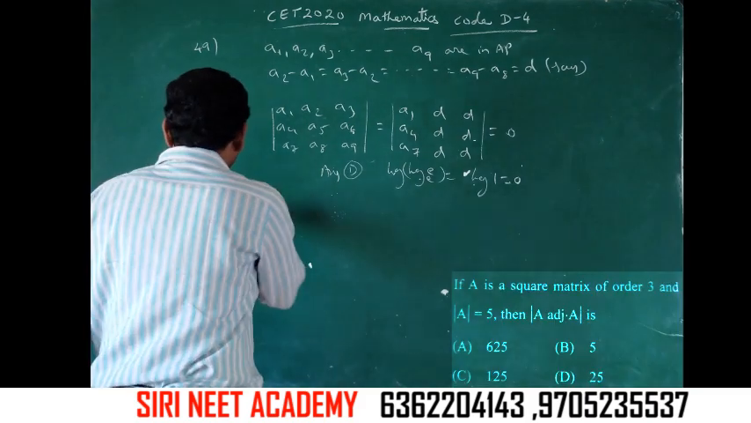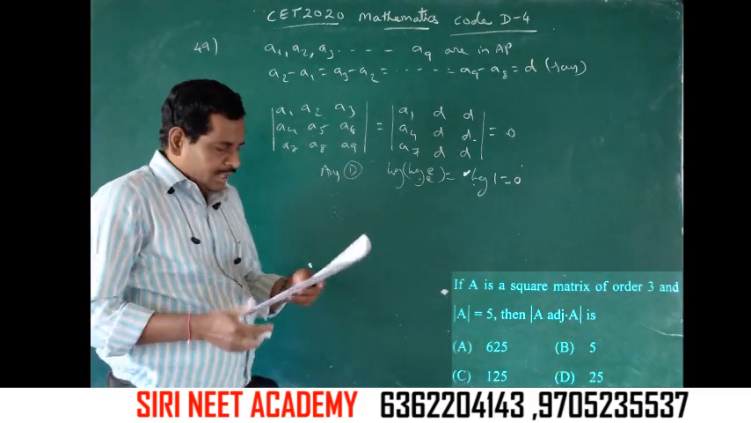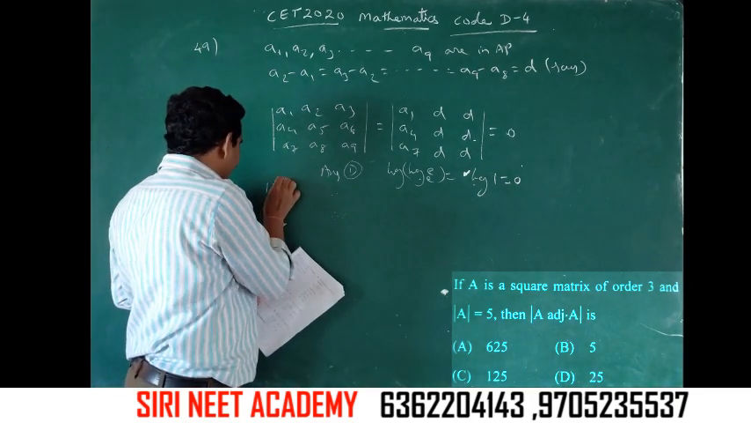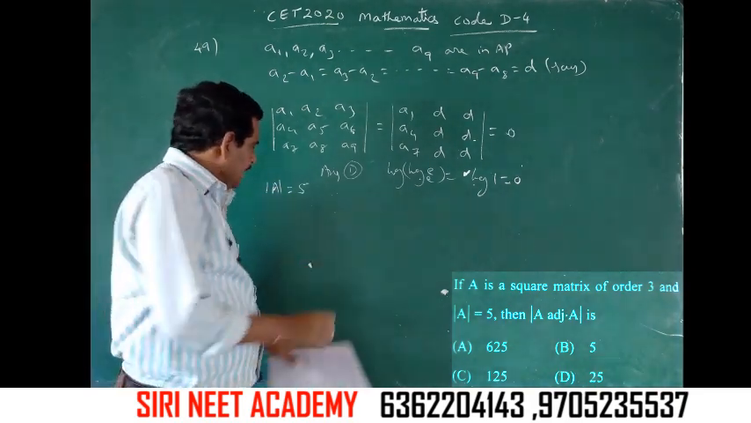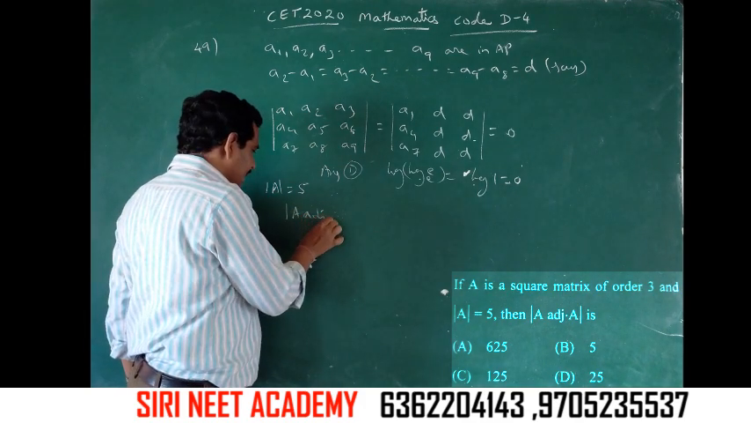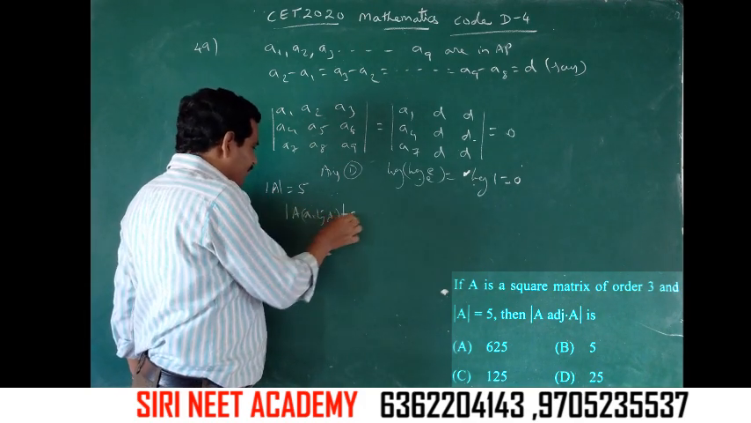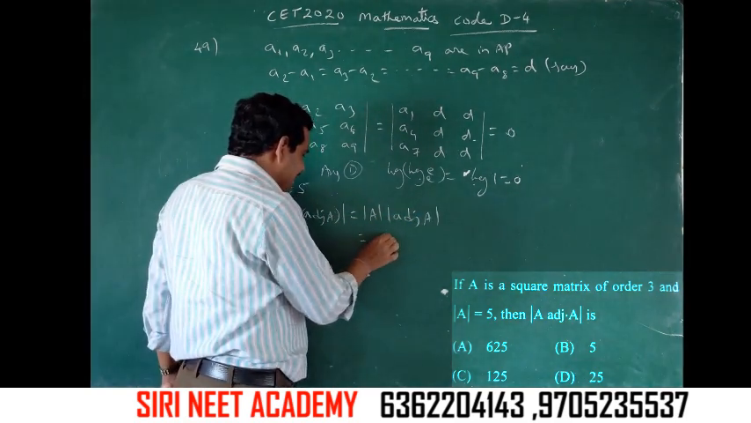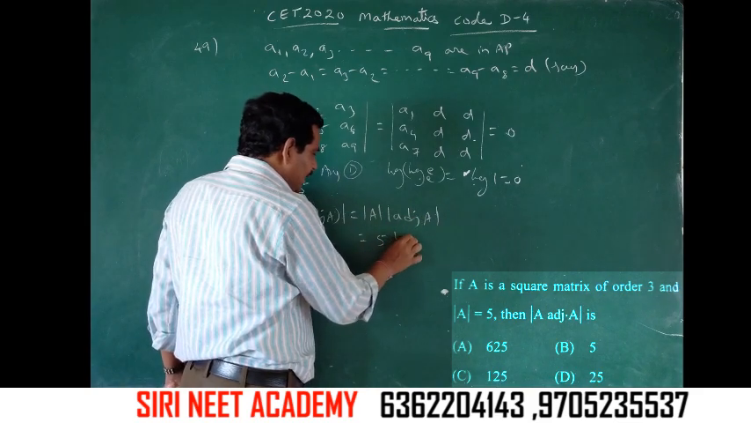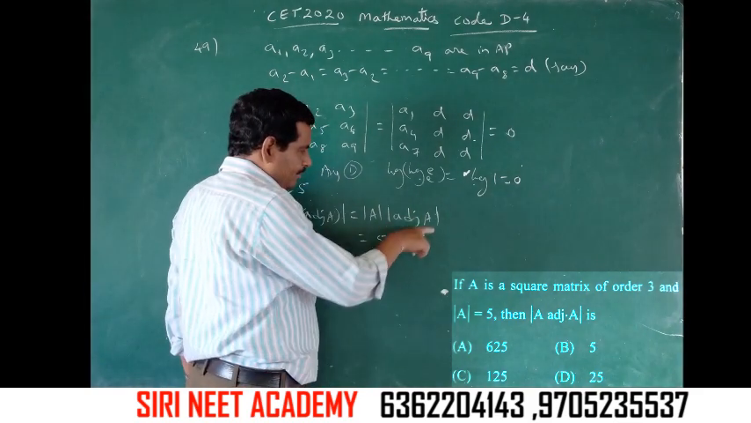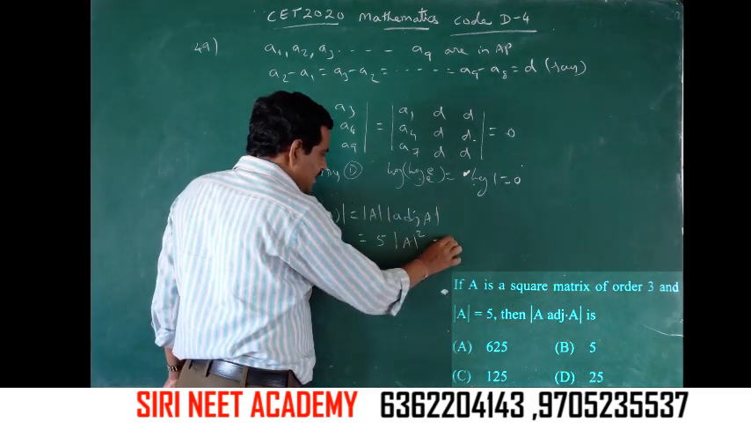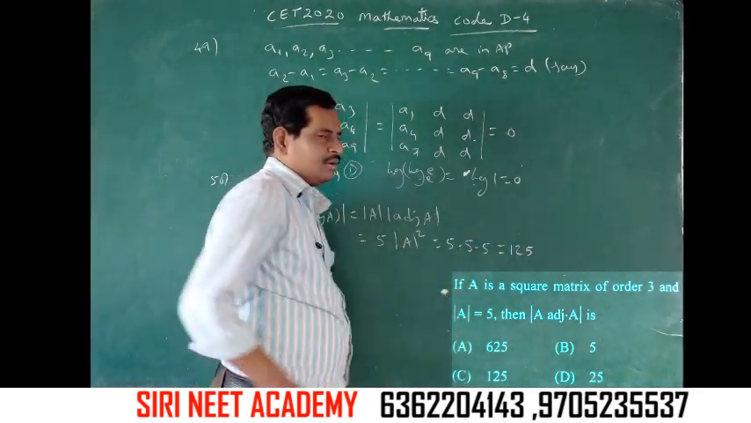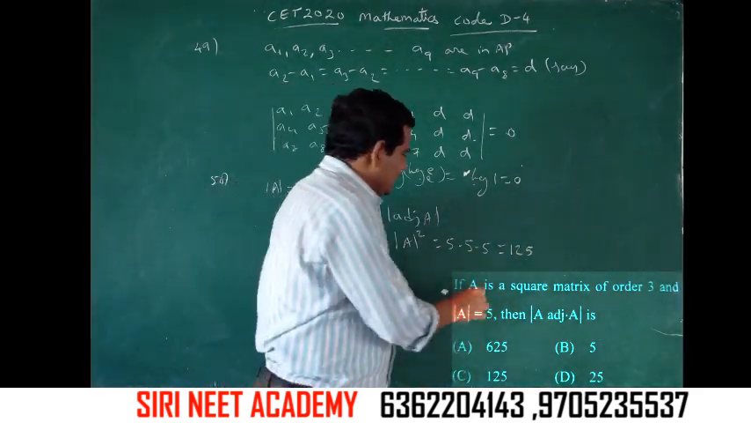Question number 50. A is a square matrix of order 3 and determinant of A is equal to 5. What is the determinant of A into adjoint A? Determinant of AB is determinant of A into determinant of B. Determinant of A is 5. Determinant of adjoint A is determinant of A whole square, because order is 3. It means 5 into 5 square, which results 125. Given in option C.